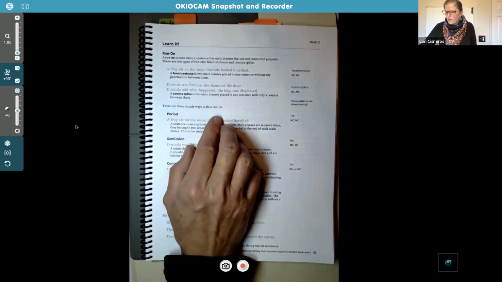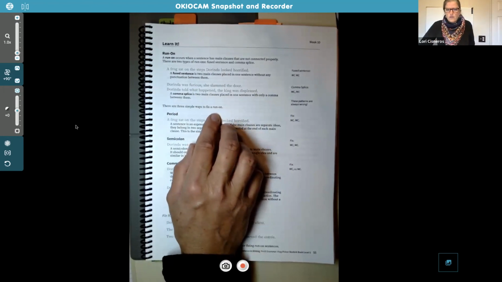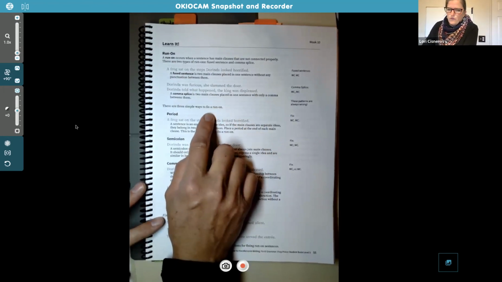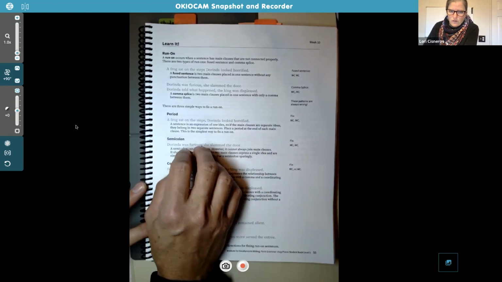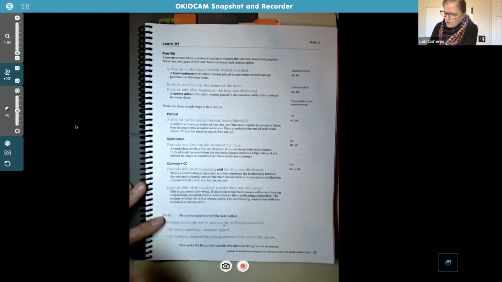So that's what we're going to talk about next. There are 3 simple ways to fix a run-on sentence, and this is part of your homework on the pages that follow this. So this is something you're going to have to look for, and you can refer back to this page if you need to remind you how to fix those things.